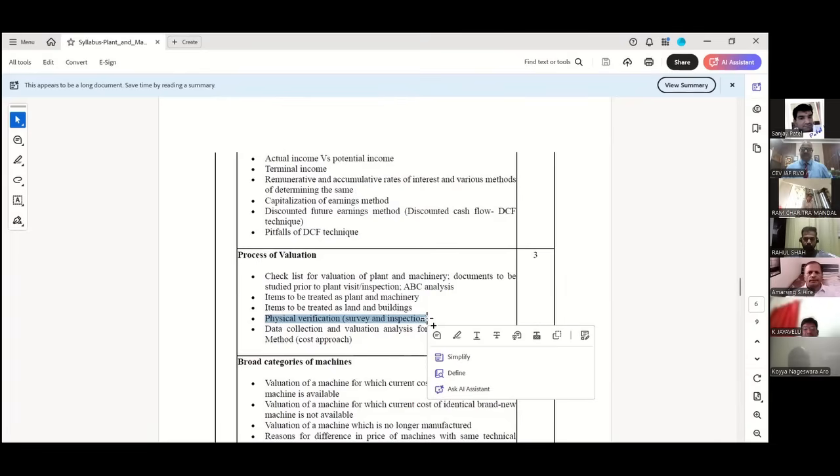Then you will observe the working conditions and wear and tear of the machines. Then major repairs carried out recently, and efficiency. You will check the capacity utilization of the plant or machinery.